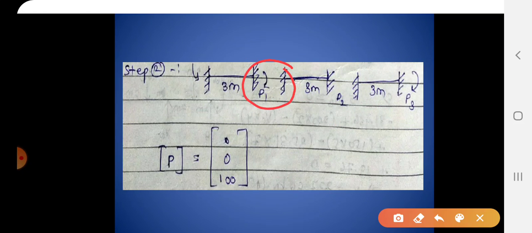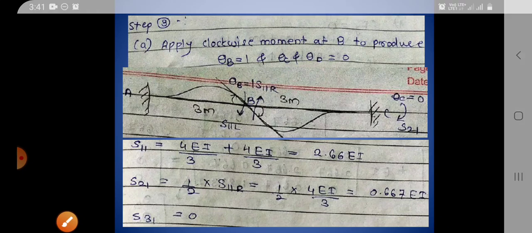Total moment at B is 0 because there is no loading on span AB. P2, the total moment at C, will also be equal to 0, because there is no loading on span BC also, and P3 will be the value at D support, which is the external moment of 100 magnitude. Therefore P1 is 0, P2 is 0 and P3 is 100. We have generated the P matrix in this way.